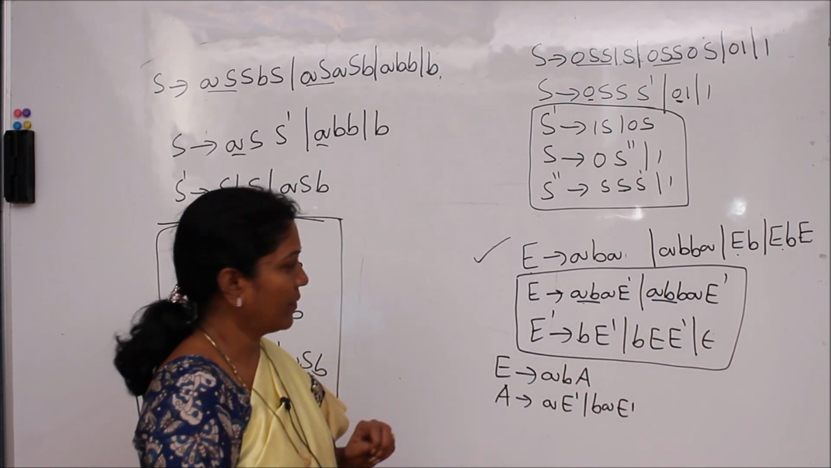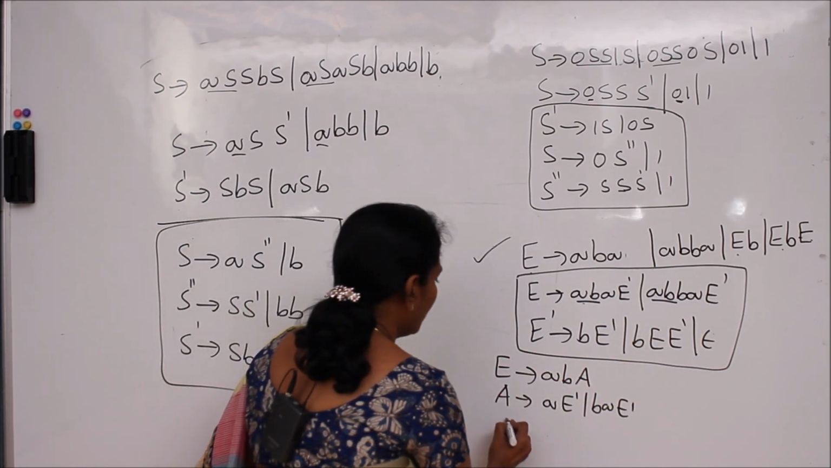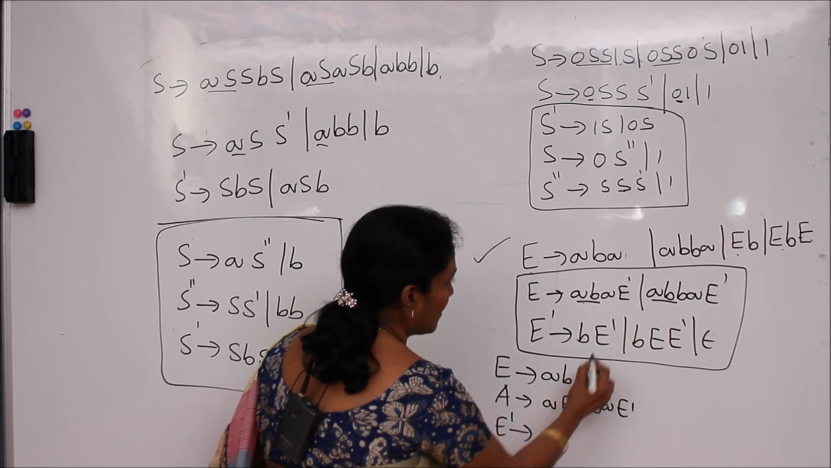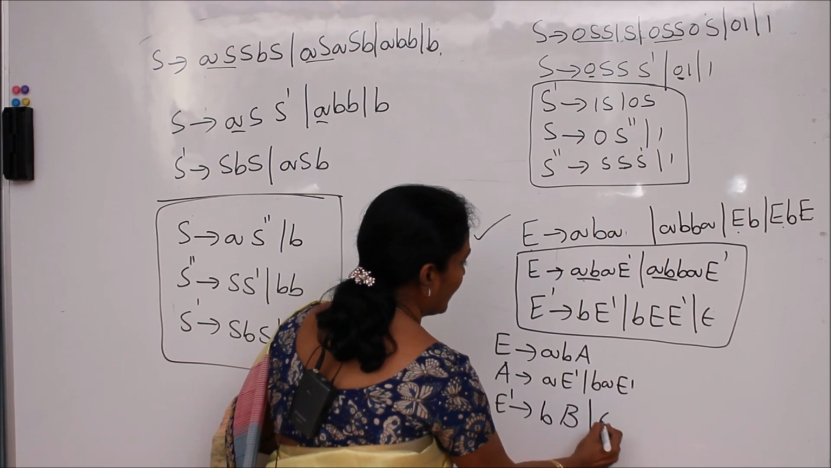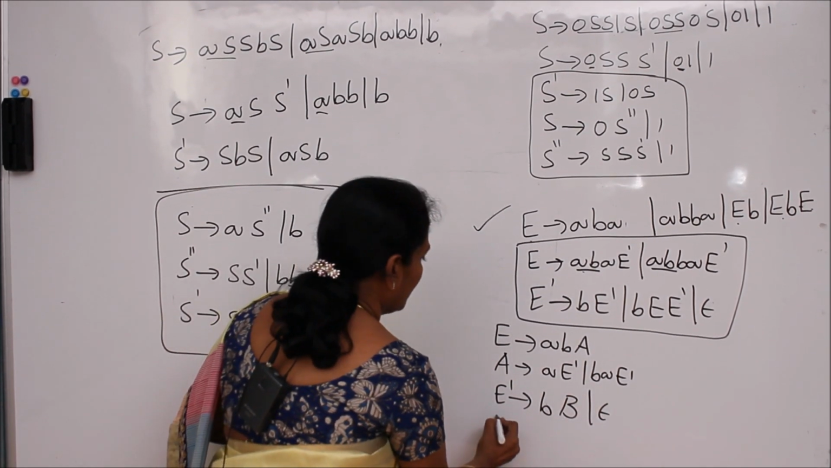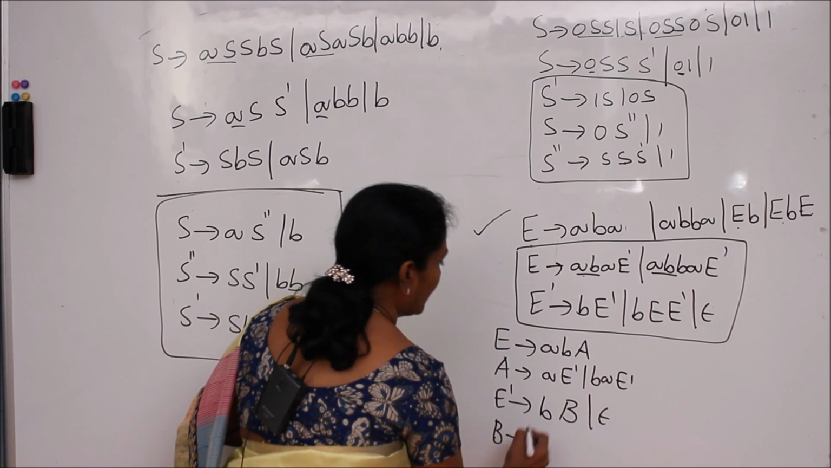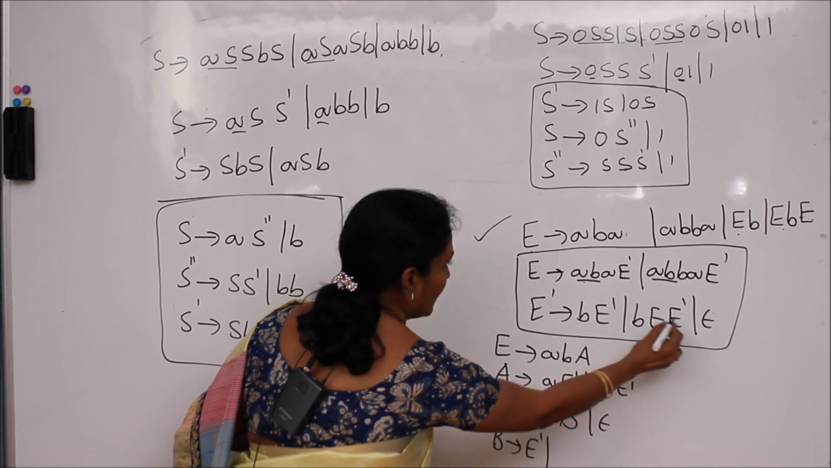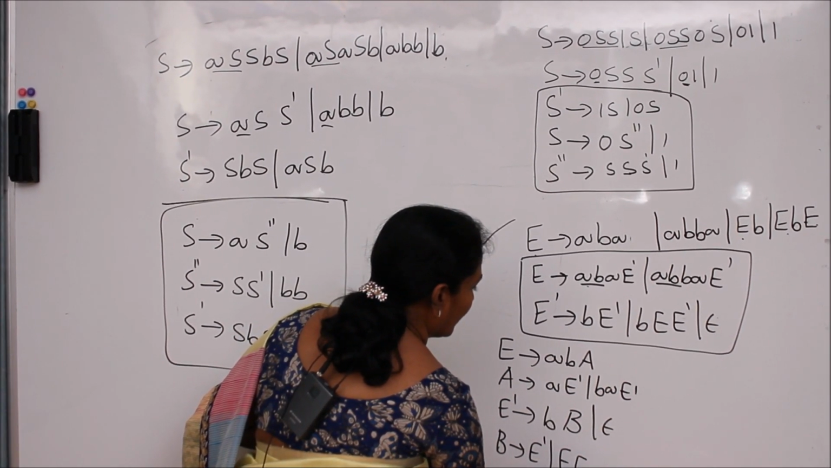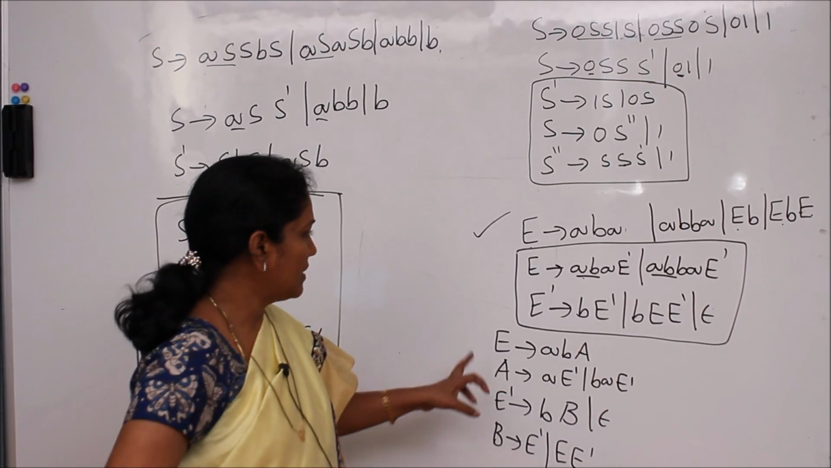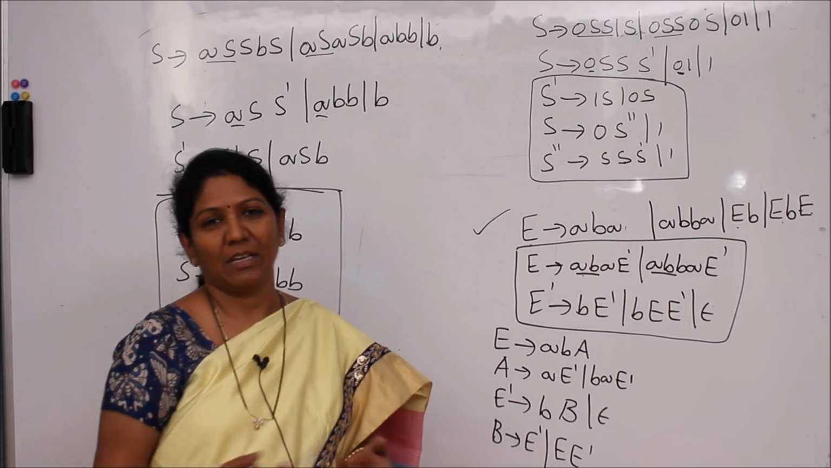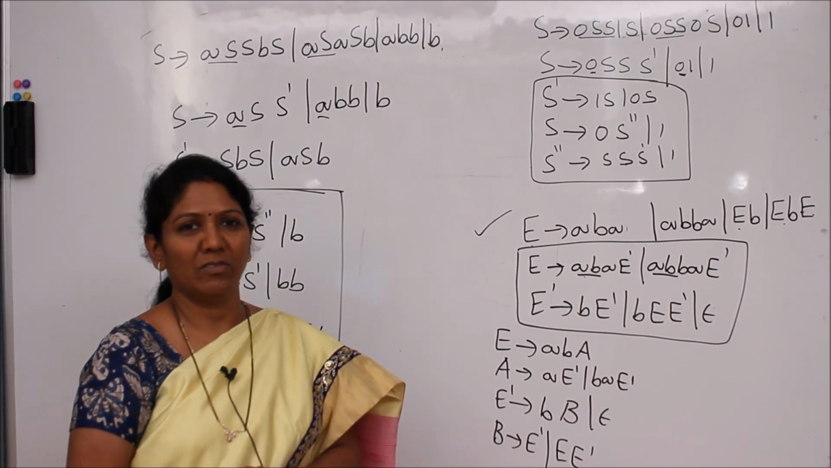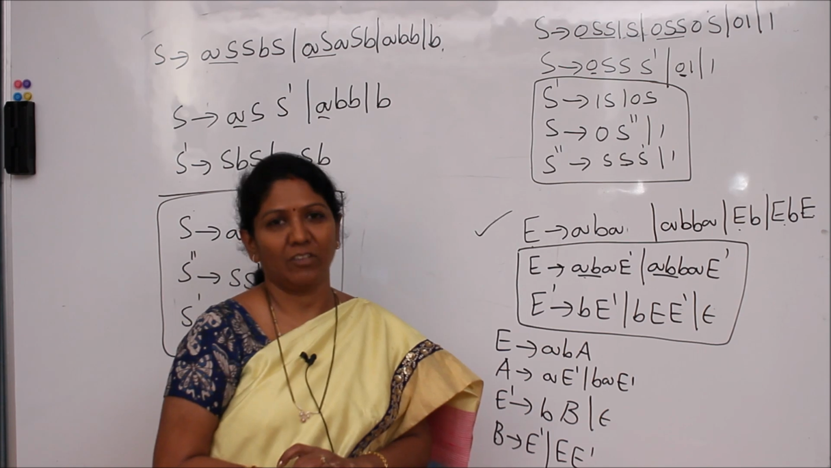This is my A. Now coming to E', if I left factor E', the common part is B. So I'll introduce some new non-terminal and add it. Where B is what? What is left out here is E', and in the other one it is E'. This is the grammar you get after elimination of left recursion as well as left factoring. The same formulas you can apply, and this is how you can check.